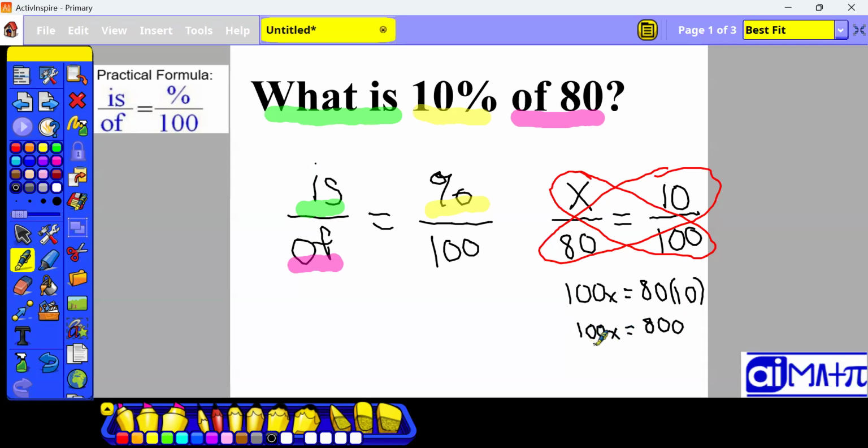If you multiply 100 times some number and get 800, in order to figure out what that number is, you would divide by 100 on both sides. And then this would cancel out. That would leave you with x is equal to 8. So what they're saying is 8 is 10% of 80. And that does make sense. Moving to the next question.